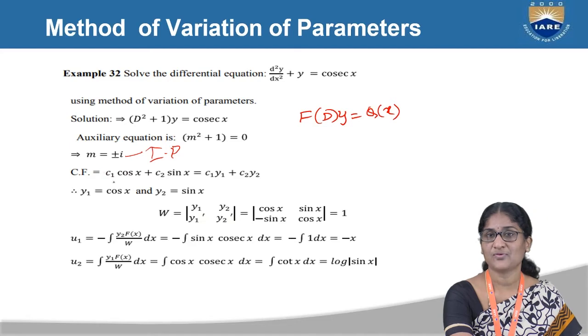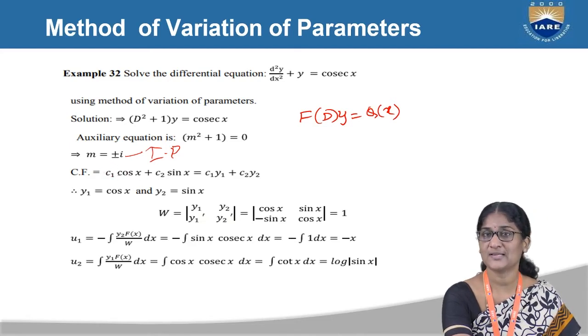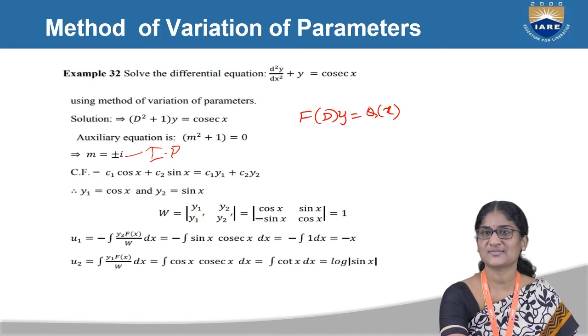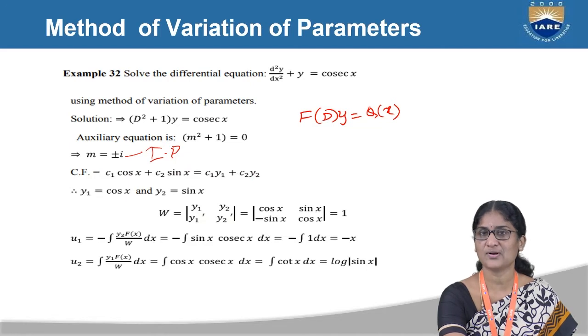Okay, and of course e to the power of 0x, as the real part is 0, and anything to the power of 0 is 1, so there is no need to write it here. Now I have two values, that is cos x and sin x. I'll represent cos x as y1 and sin x as y2. Then y1 is equal to cos x and y2 is equal to sin x.